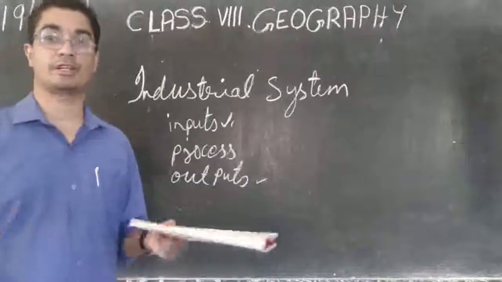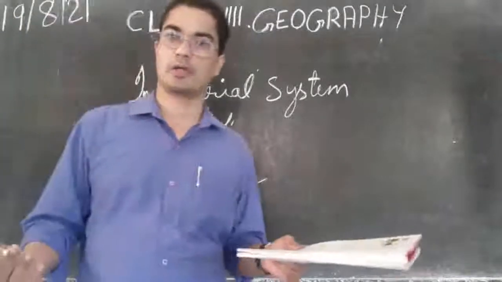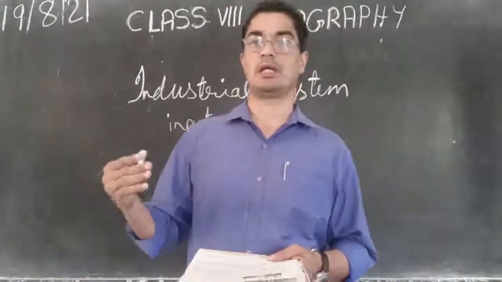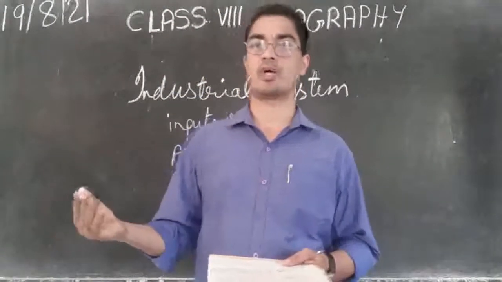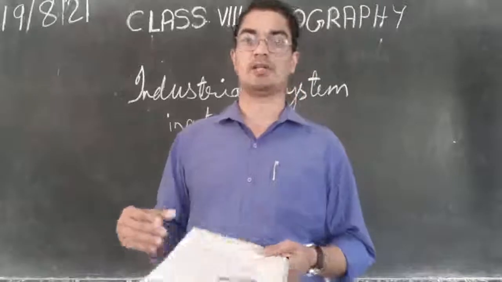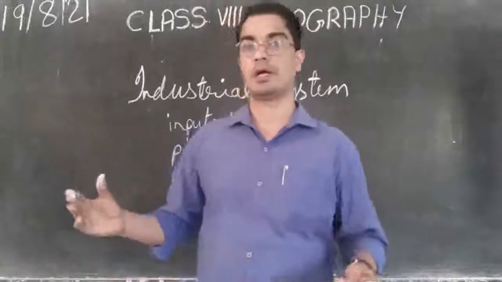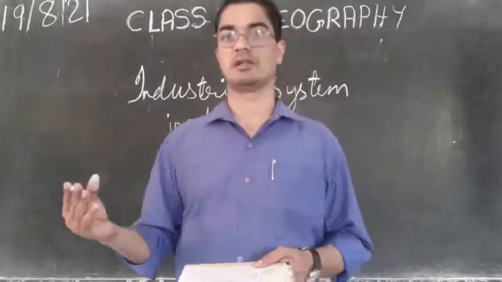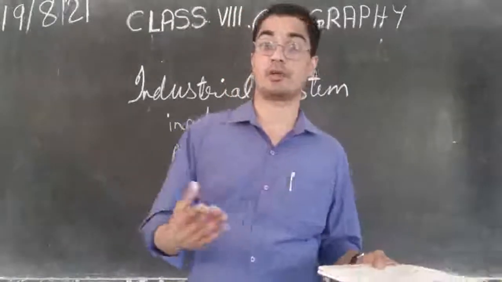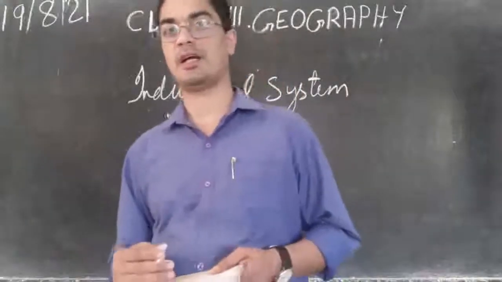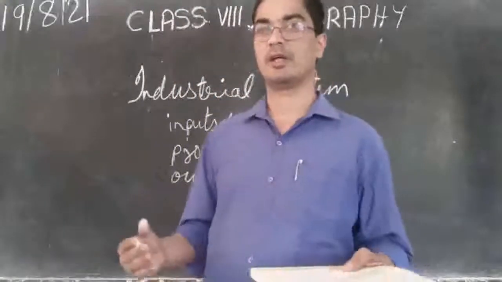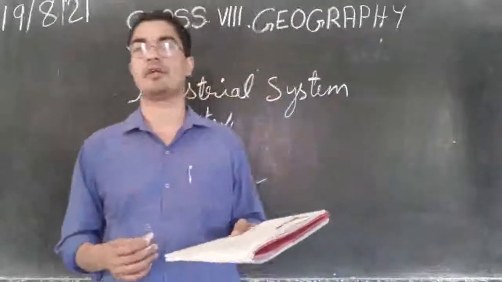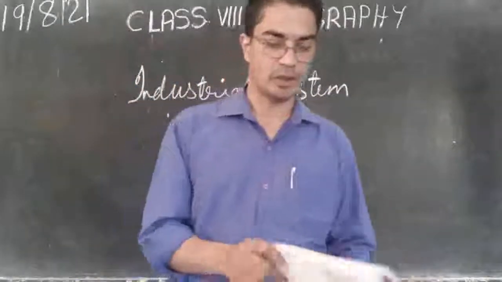Different industries will have different raw materials. Some industries will have a lot of raw materials, a lot of hard work, a lot of labor will be required, a lot of power will be required, and the output also will be very heavy. For example, if the factory is making iron and steel, then it will need a lot of raw materials, and the output also will be very huge. So it depends on what type of industry we are having.